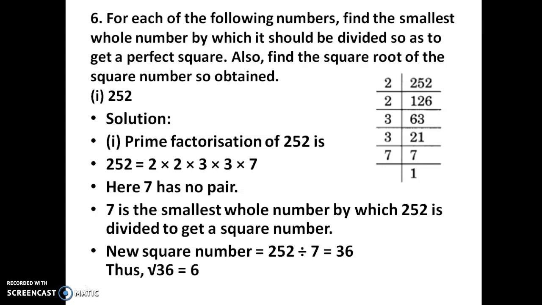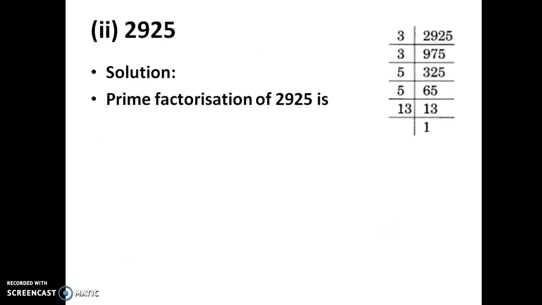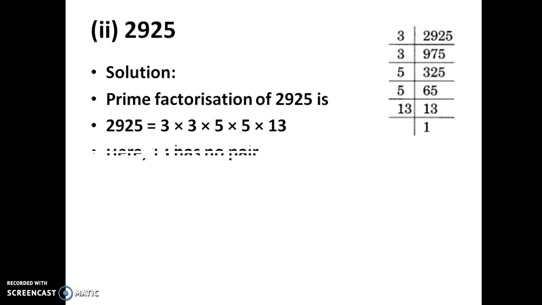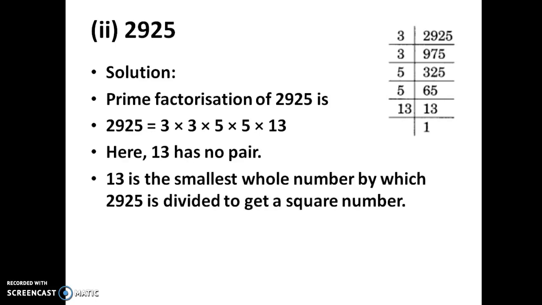It's just one simple step that differs from the previous problem. There you multiplied this number without pair. Here you are dividing. That's the only difference. The next is 2925. First do the prime factorizing, then make pairs. We find that 13 is the number without pair. So that is the number to be divided.